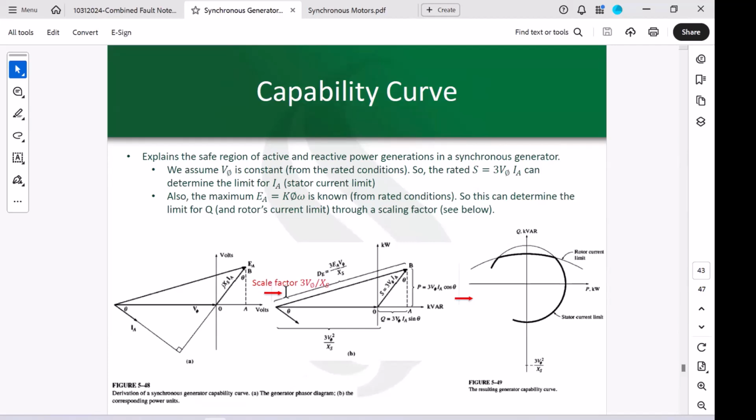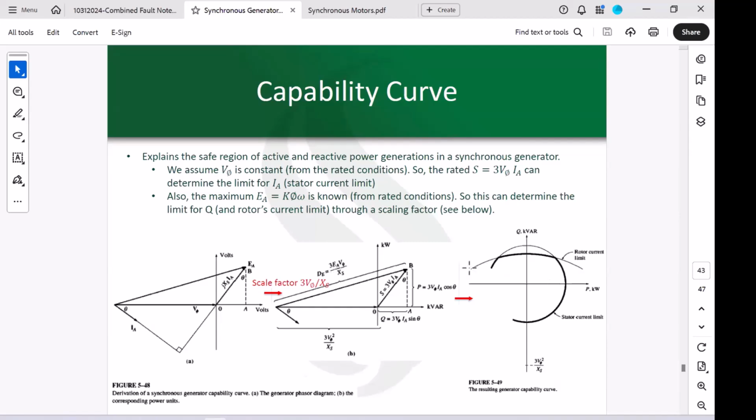Now, if you use a scale factor of 3 times V phi over XS, meaning that this V phi becomes 3 V phi squared over XS, this length instead of XS IA is getting multiplied by this, and this is also getting multiplied. So if you're just using that scaling factor, that gives you a length here that is equal to 3 times EA V phi over XS.